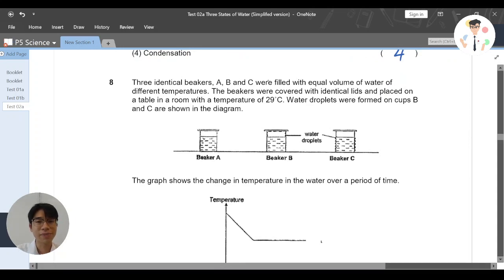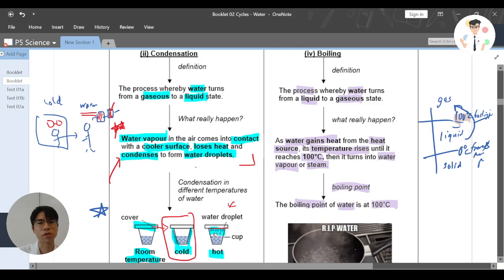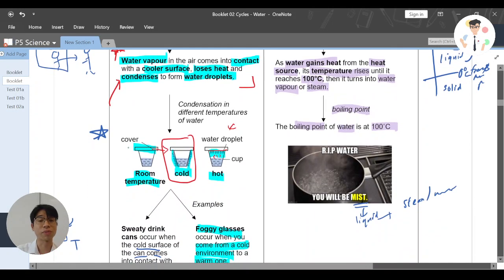Three identical beakers A, B, C were filled with equal volumes of water of different temperatures. The beakers were covered with identical lids and placed on a table with a room temperature of 29 degrees Celsius. Water droplets formed on cups B and C as shown in the diagram. So you see, A, there's no water droplets formed. B, there's water droplets formed inside. And C, there's water droplets formed outside. Let's go back to your booklet notes. Do you still remember this, which is something I just discussed?